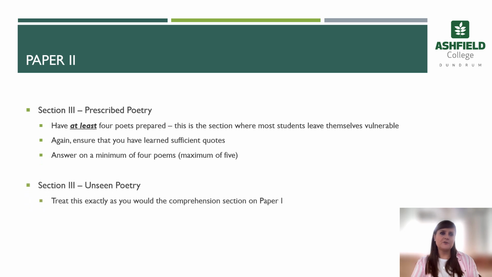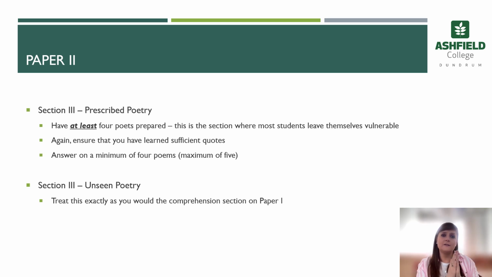Section 3 then is prescribed poetry. This is probably the one area of paper 2 that gives me anxiety, because I know people always leave themselves vulnerable here. Have at least 4 poets prepared, ideally 5. 4 means that you're guaranteed a question. 5 means that you'll have an option. So if one question is horrible, this will give you a little bit more leeway there.